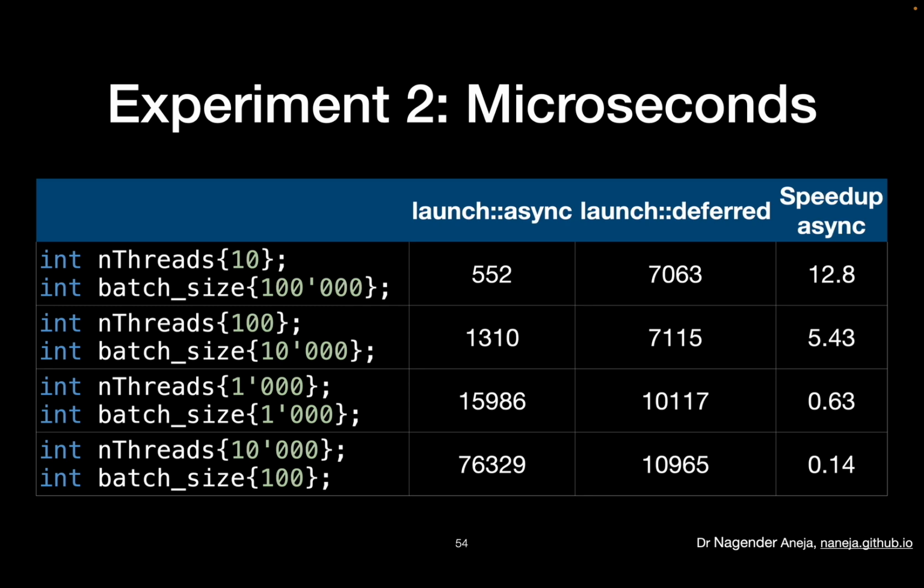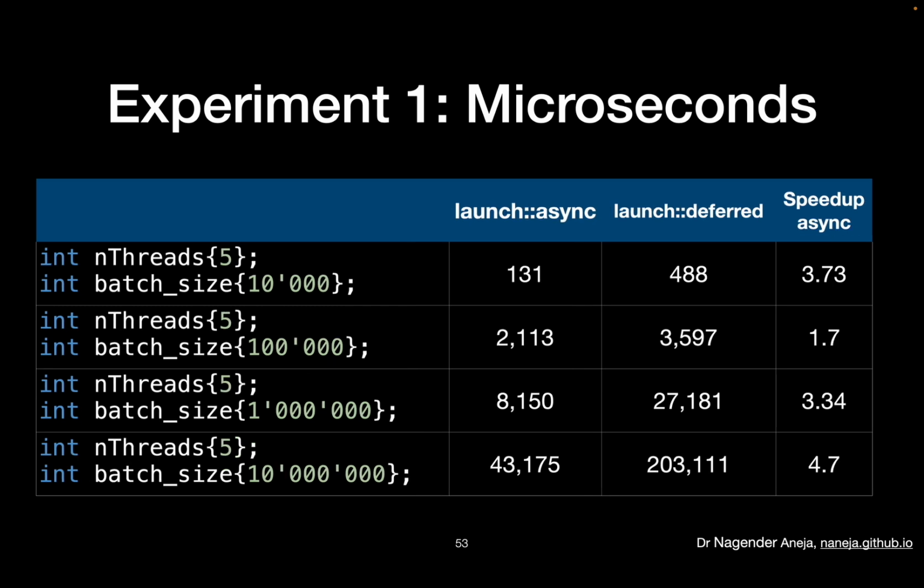As we increase the number of threads, we can see here that standard async is taking much more time: 76,000 microseconds, and deferred takes 10,000 microseconds. The key takeaway is that the speedup of standard async was 12.8, and it reduces to 0.1. In fact, it's less than 1 now, so your deferred is better. We should not be creating a high number of threads with less data. If you're creating threads, those threads should have sufficient data to work on. Otherwise, just use deferred. Don't create threads just for very simple tasks. And that's what we have seen here.